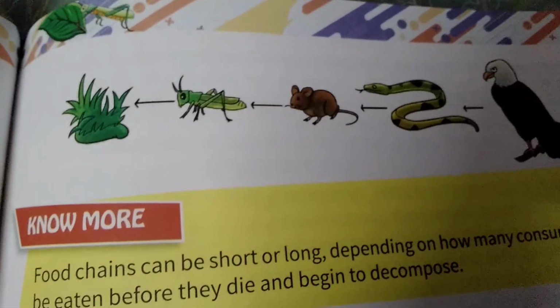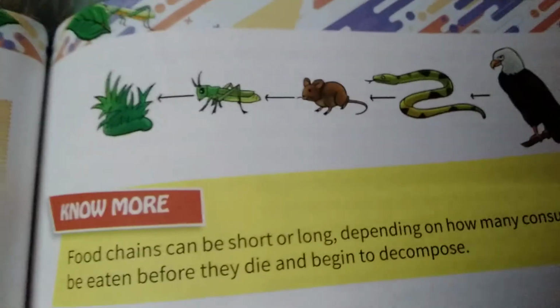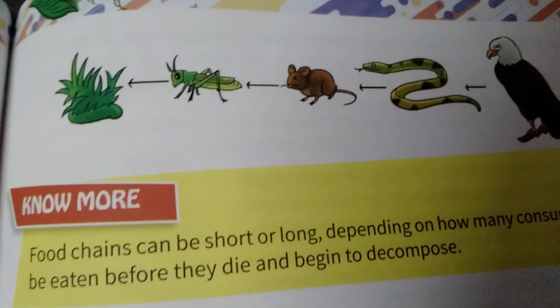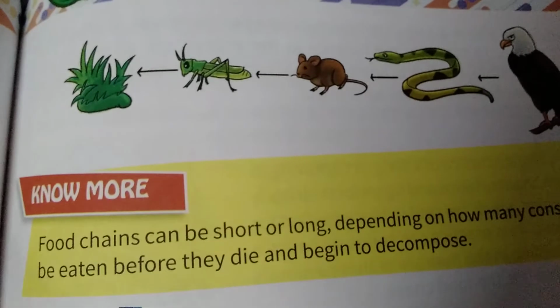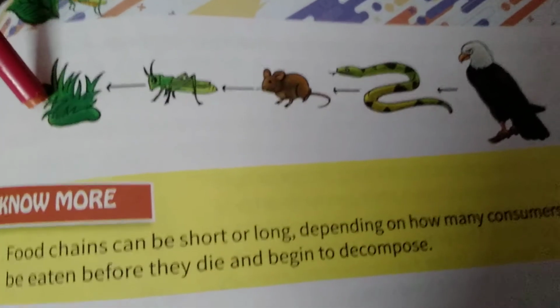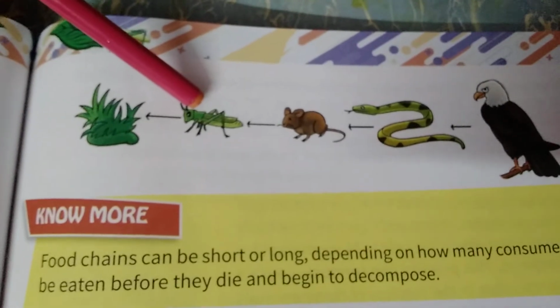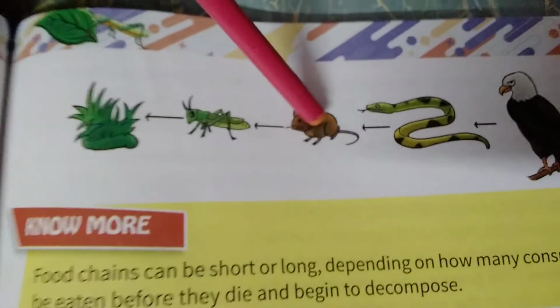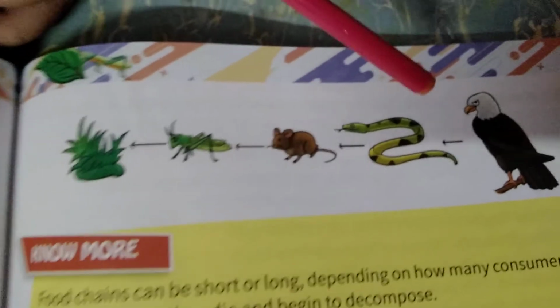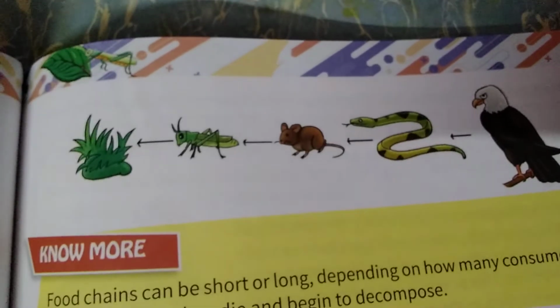Now I am telling you about the food chain. A food chain shows how all the living organisms are dependent on each other for getting their food, and how energy is being transferred from one living organism to another. Here is an example of a food chain. Grass is eaten by grasshopper, which is then eaten by a rat, and snake is eating the rat, and then snake is being eaten by an eagle. This is a complete food chain.